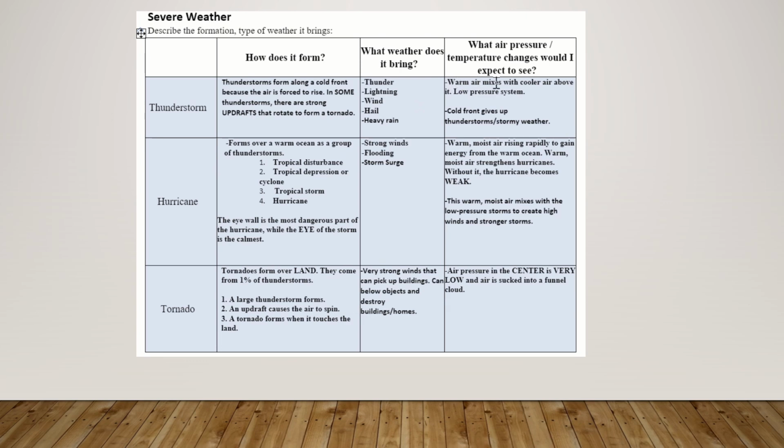We expect warm air to mix with the cooler air, and we expect it to be a low pressure system. Remember, we said low pressure, lousy weather, and thunderstorms all night long are definitely lousy weather.